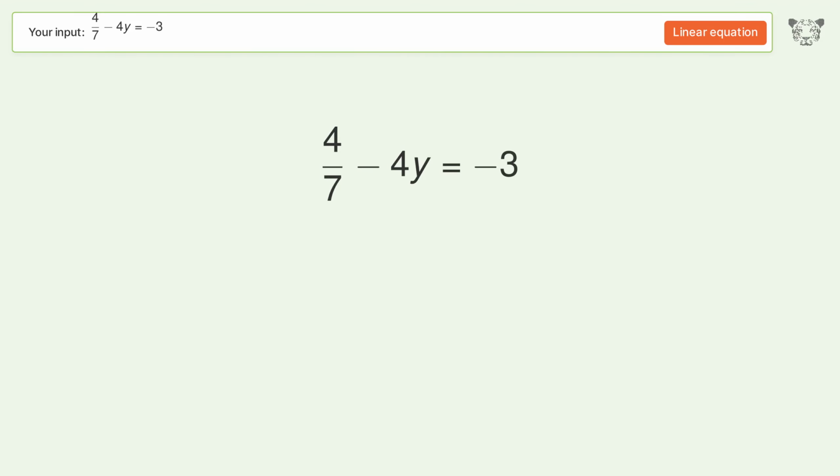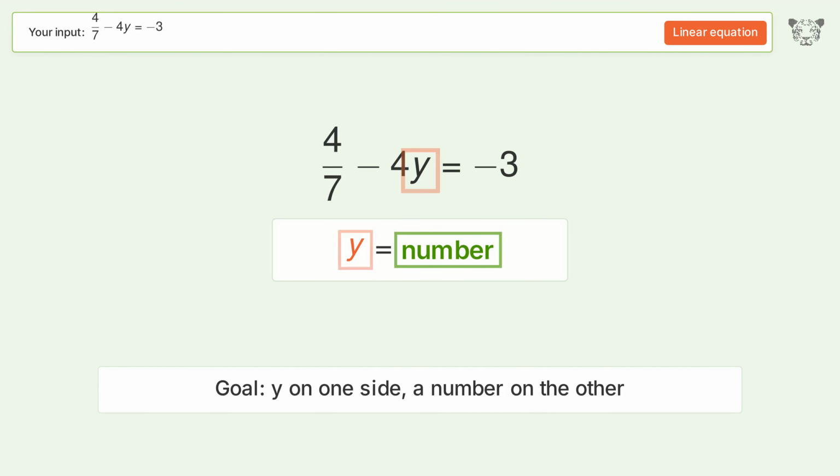Here is the linear equation we are asked to solve. 4 over 7 minus 4 times y equals -3. Solving means isolating y on one side with a number on the other. Let's do this step by step.